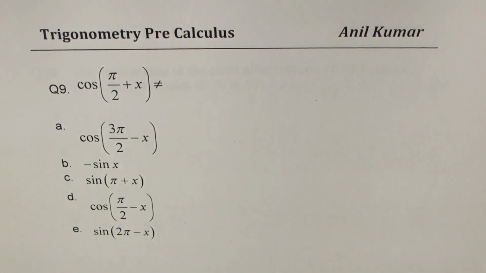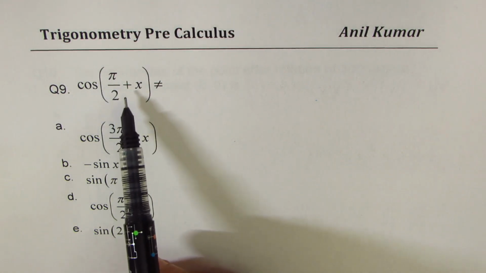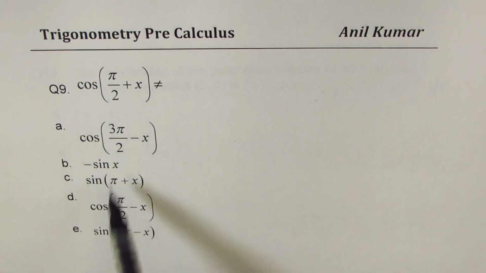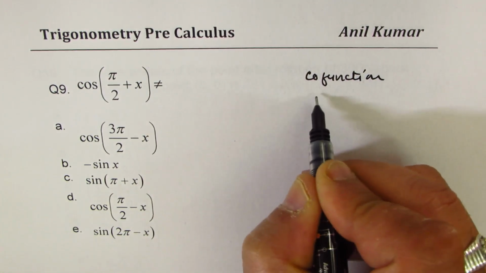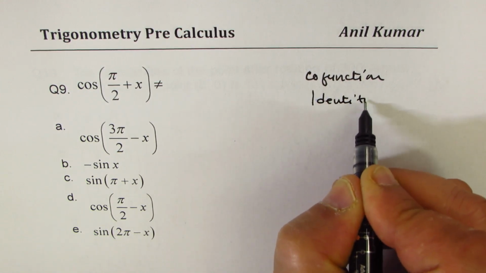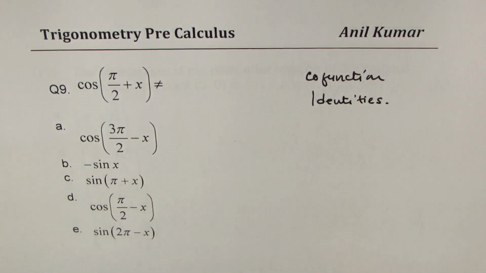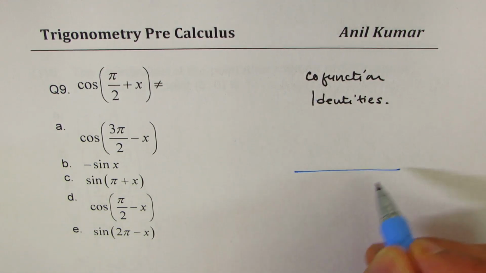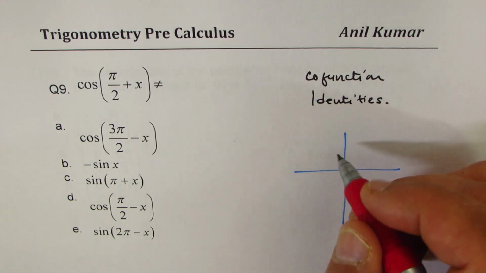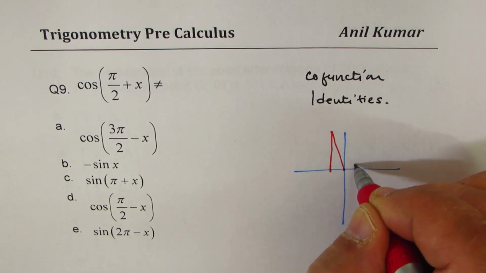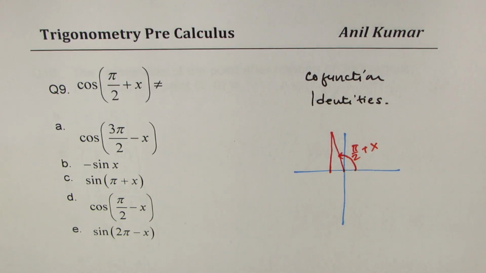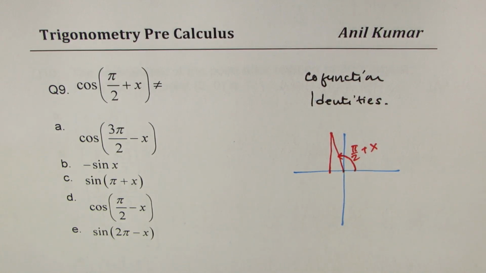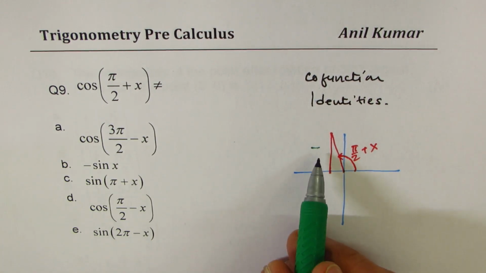Question number 9. Cos of pi by 2 plus x is not equal to which one? So we're talking about cofunction identities now. So we are looking at cos of pi by 2 plus x, means somewhere here, right? Somewhere here. Now, this is pi by 2 plus x. Now, cos is negative in this portion, correct? So that gives you an idea of what answer you should be checking. So this cos value is negative.